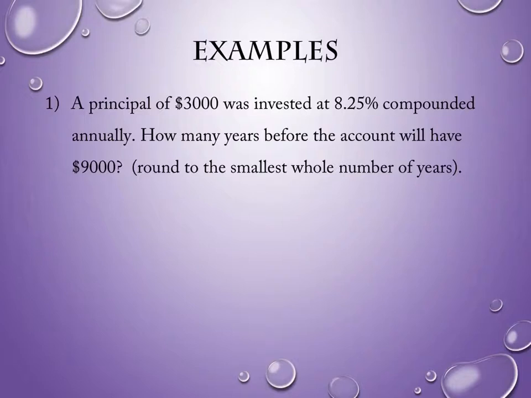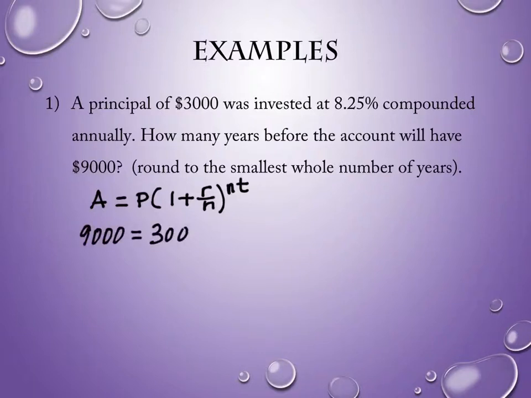Okay, so we've seen this equation before. It looked like this: A equals P times (1 plus R over N) to the NT. And remember, P is the principal; it's how much you invest. A is the amount that you want at a given point in the future. So in this case, A is 9,000 and P is 3,000. R is your interest rate, and that's 8.25 here, but you have to write it as a decimal, so 0.0825.